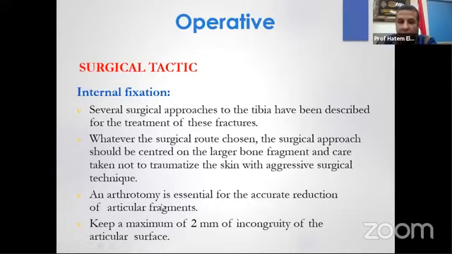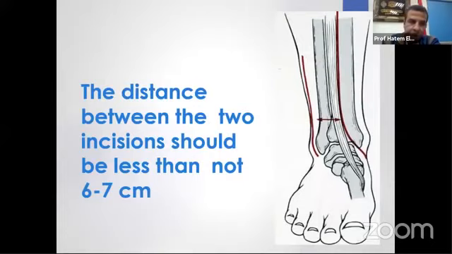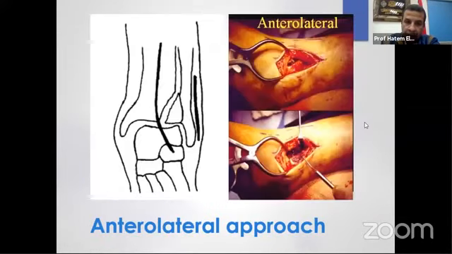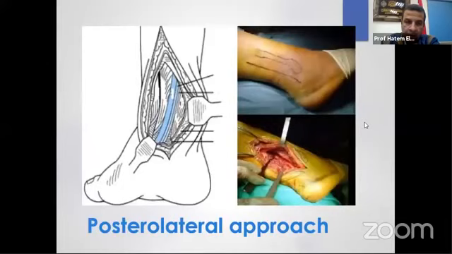Arthrotomy is essential for accurate reduction of the articular fragments. Keep a maximum of 2 millimeters of incongruity of the articular surface. Regarding incisions, the distance between the incisions should be no less than 6 to 7 centimeters. Anteromedial approach, anterolateral approach, posterolateral approach.